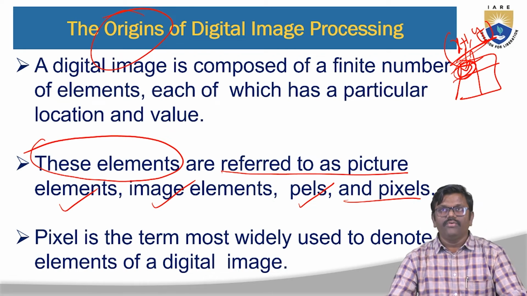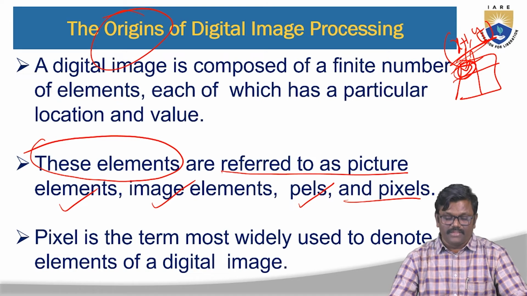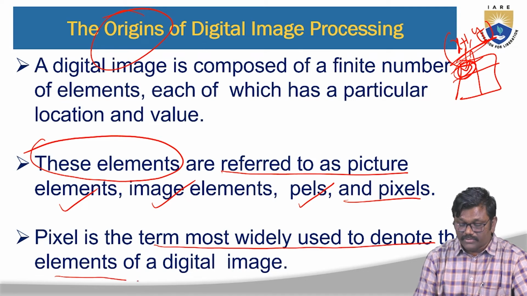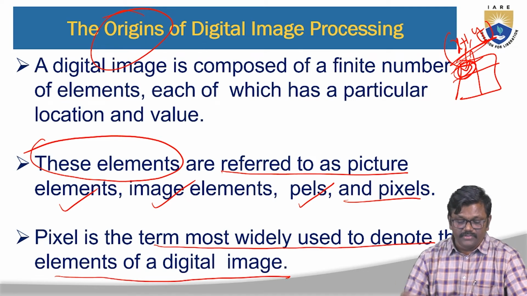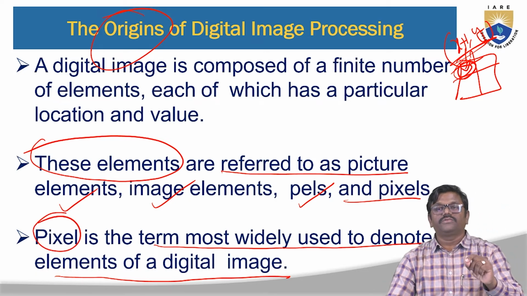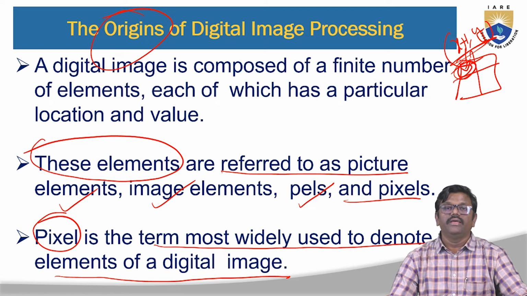So now, based on your understanding of that pixel value, we can go ahead. The term most widely used to denote the elements of a digital image is pixel. So pixel is the term most widely used to denote the elements of a digital image.